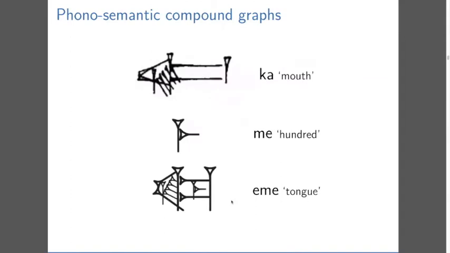Okay. So now you can make phonosemantic compound graphs where you have some indication of the sound and some indication of the meaning. Here, I'm giving the example that you see at the bottom of the slide of eme, which means tongue. So this sign is formed by putting me, which means 100. It doesn't have anything to do with tongue semantically, but has a certain phonetic similarity. You put that inside the sign for mouth, and that's how you form the sign eme, which means tongue.